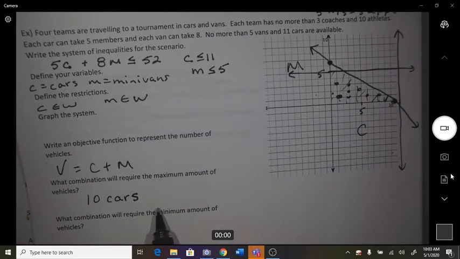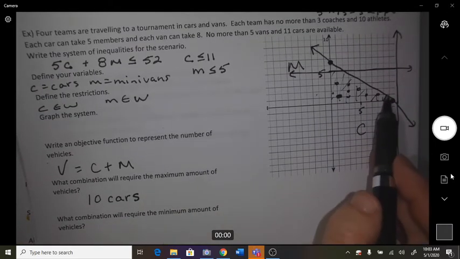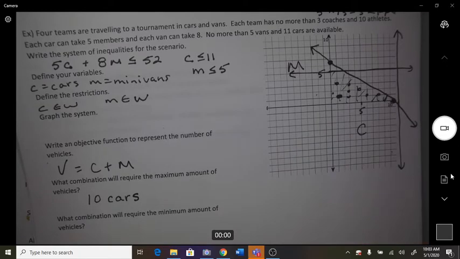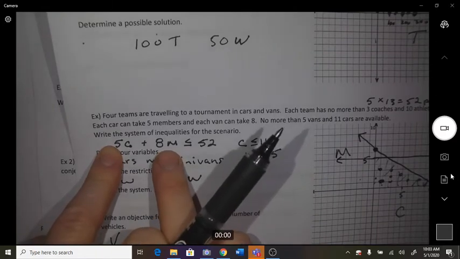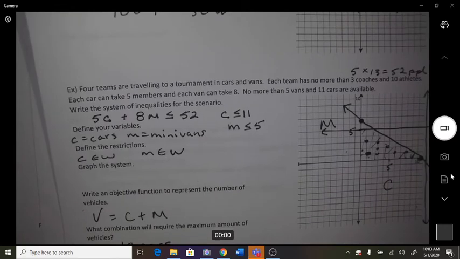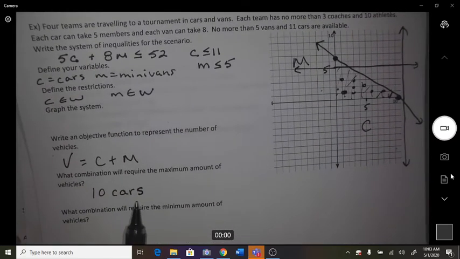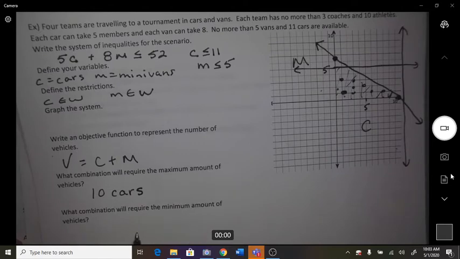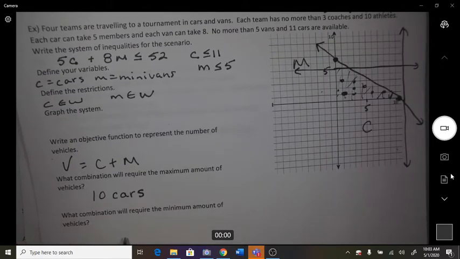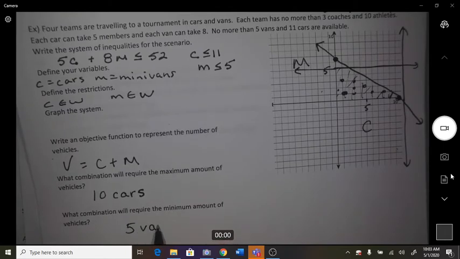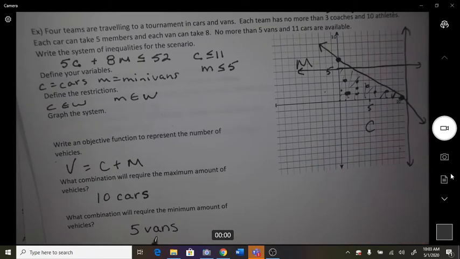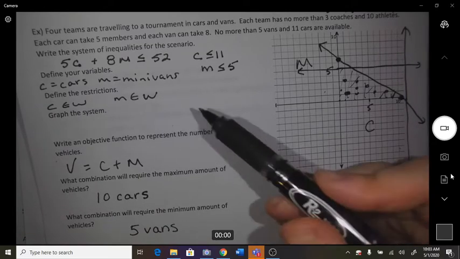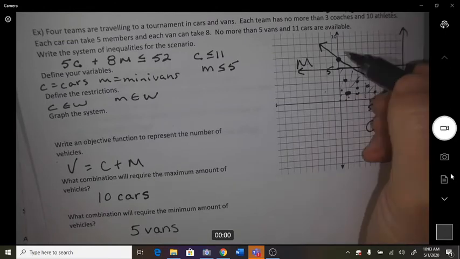Okay, because if we take 9 cars, for instance, that line doesn't even let us take, because 9 times 5 is 45, and then that would only have 7 extra people, and then we wouldn't have enough, we wouldn't take a minivan. Okay, what combination will require the minimum amount of vehicles? So if we took 5 vans, because 5 times our 8 is 40.